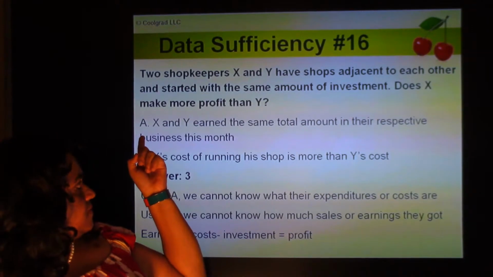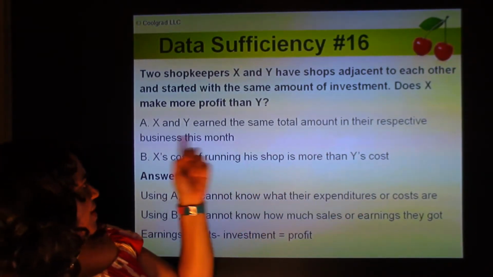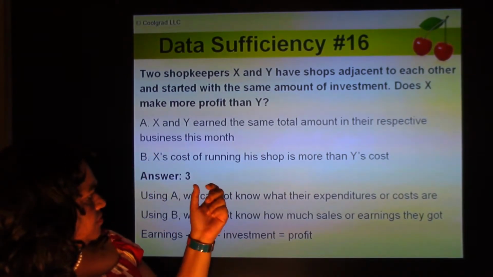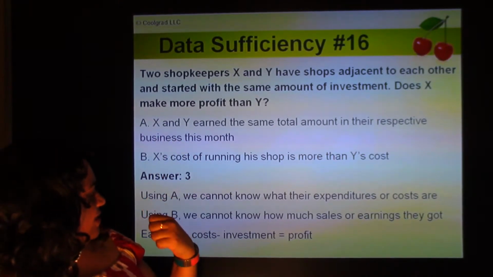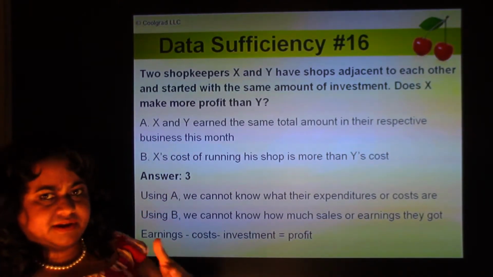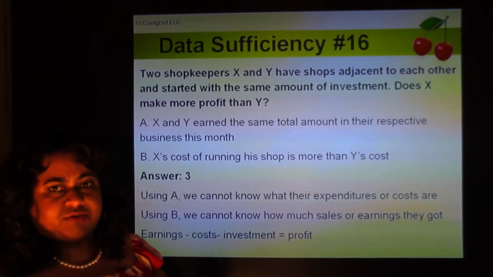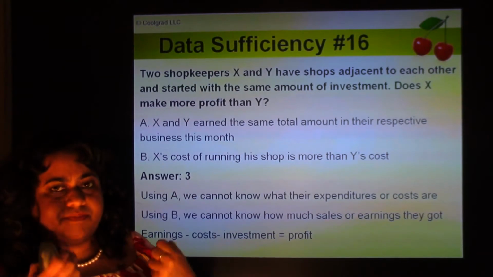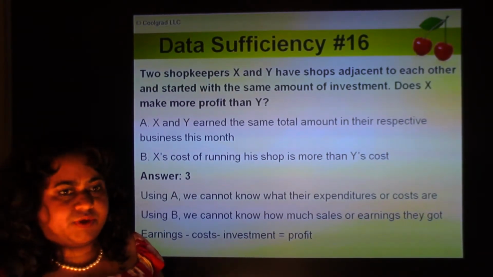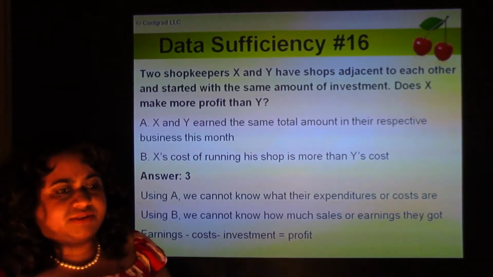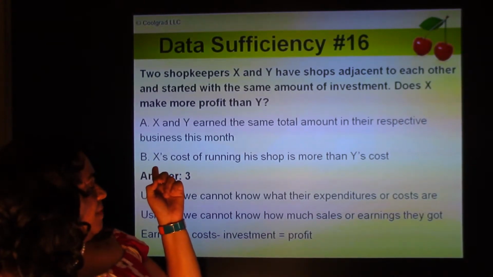Statement A. X and Y earned the same total amount in their respective business this month. So from statement A, we know that X and Y had the same earnings. Their revenue was the same. So they invested, let's say, 1,000 rupees per head to start this business. And both of them made a revenue of, let's say, 8,000 rupees. So we only know that. But we don't know how much they spent in costs of running the shop. So statement B alone.